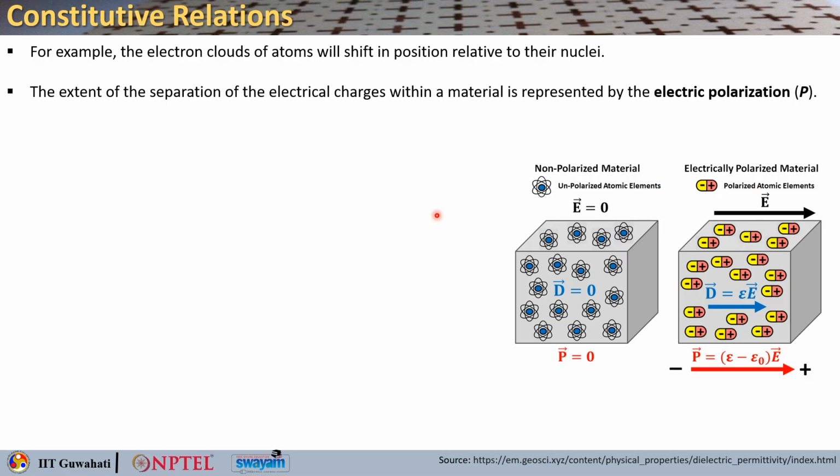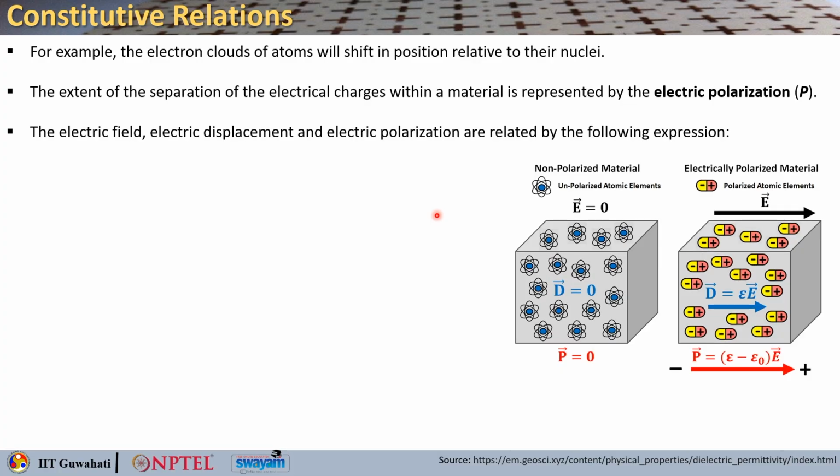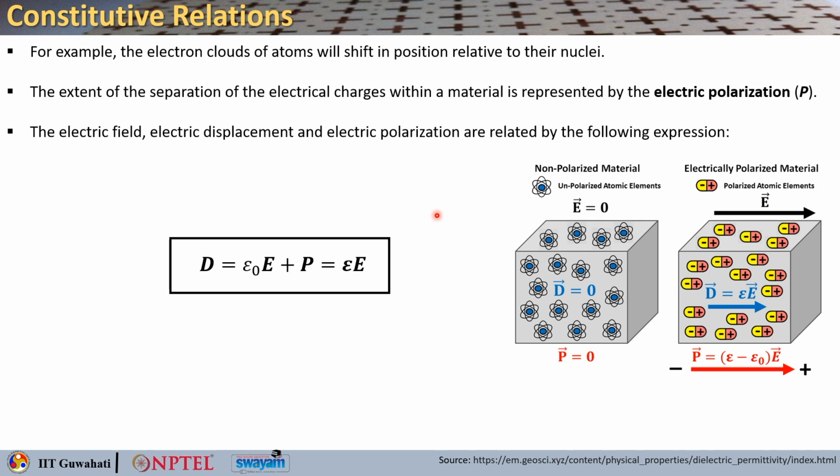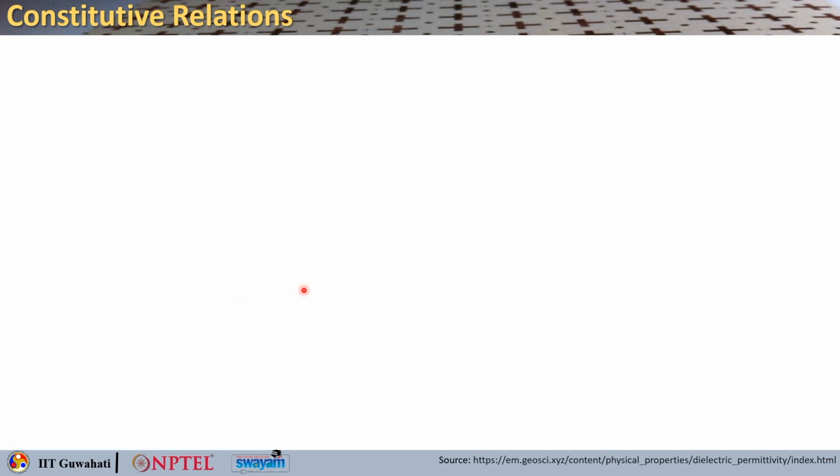The extent of the separation of the electrical charges, so how far they will separate within a material, is basically represented by the electric polarization P. Now, the electric field, electric displacement and electric polarization, these are the three terms. They are related by this particular equation, which is D equals epsilon naught E plus P. Epsilon naught is the vacuum permittivity. So, this is how you write it as D equals epsilon E. This epsilon is taking care of both the vacuum and the polarization aspect of the material.